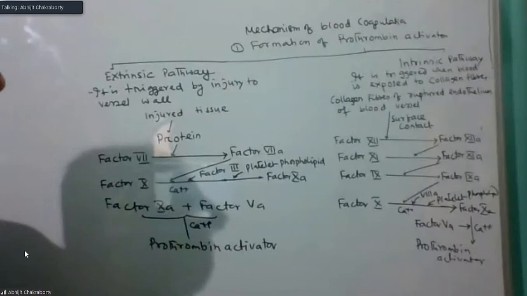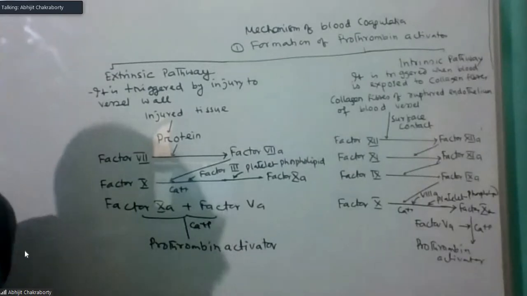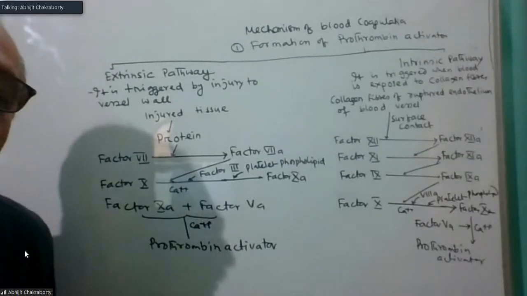Now, factor 10, in the presence of active factor 9, active factor 8, and platelet phospholipid, is converted to active factor 10. Now, active factor 5 and calcium ion stimulate the conversion of active factor 10 to prothrombin activator. Any doubt? You can tell me.